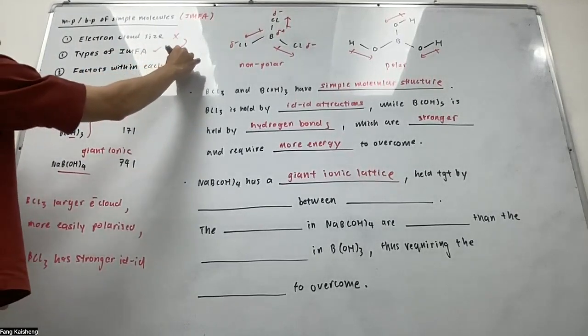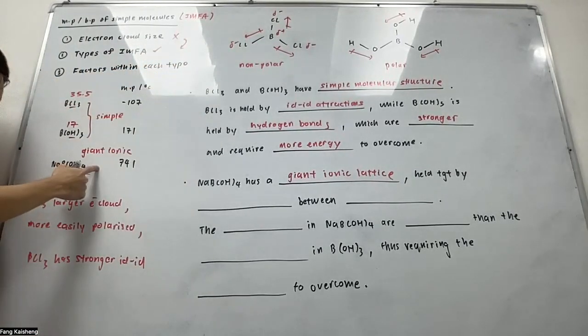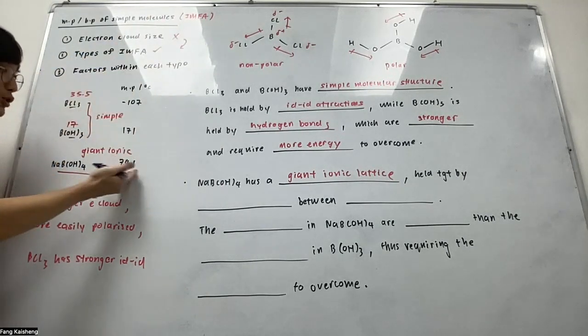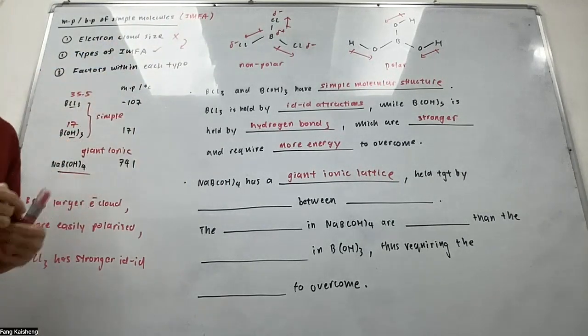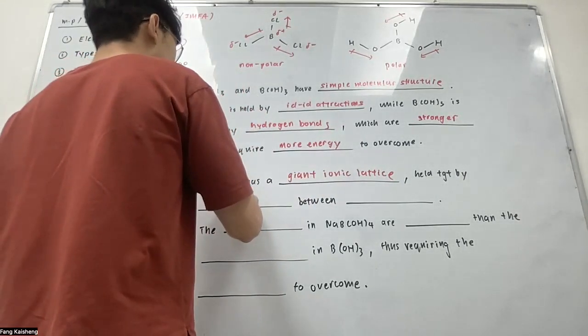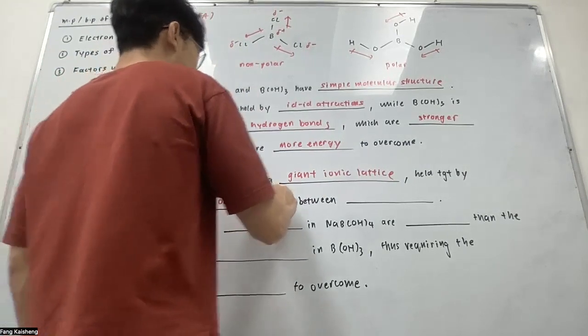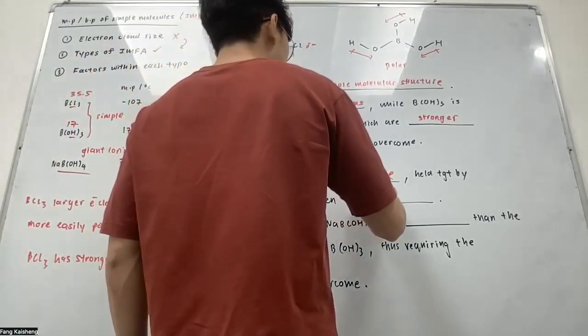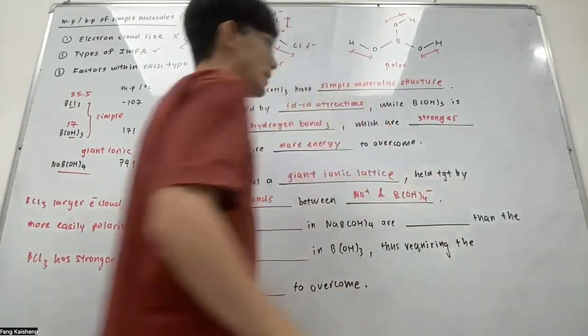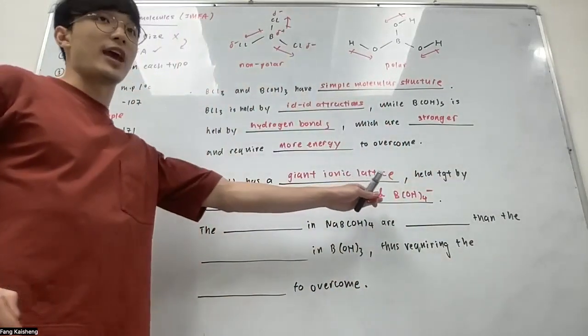So we look at the last compound. As you can clearly see, giant ionic is ionic bonds. Ionic bonds are definitely stronger than intermolecular forces, so the melting points are a lot higher. So this is very simple to explain. It has a giant ionic lattice, held together by ionic bonds. So I answer structure and bonding first, between Na plus and BOH4 minus. Can you see that? I specify the cation and the anion at that.